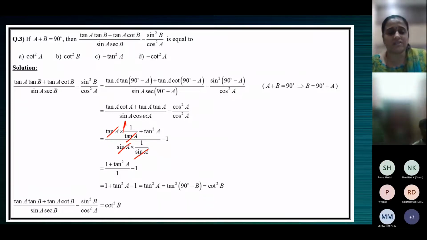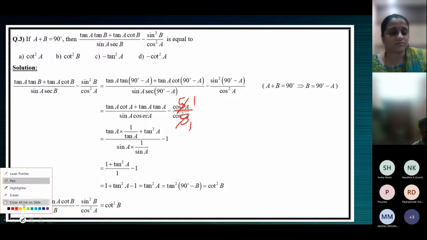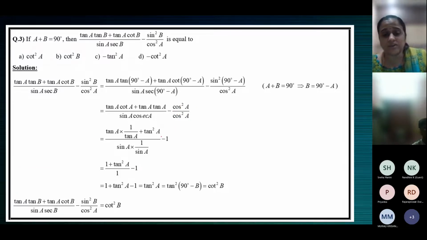Here also sin A cancels by 1. Minus 1. Don't leave it. Don't think this is gone. It's not 0. Like if you have 5 by 5, 5 ones are 5 ones. So you have 1 there. So don't forget to write that minus 1.